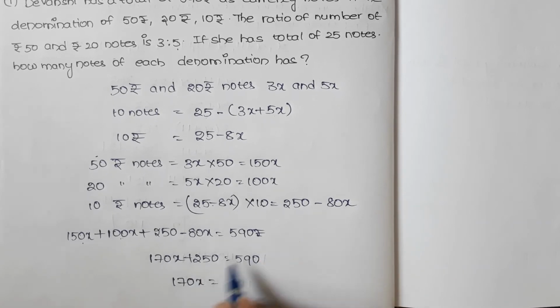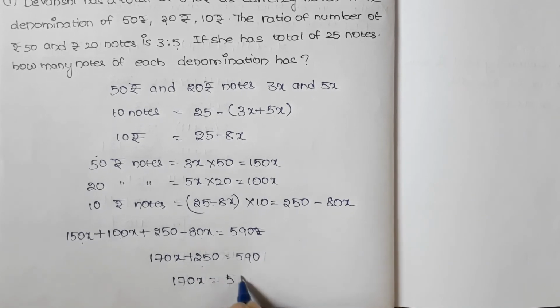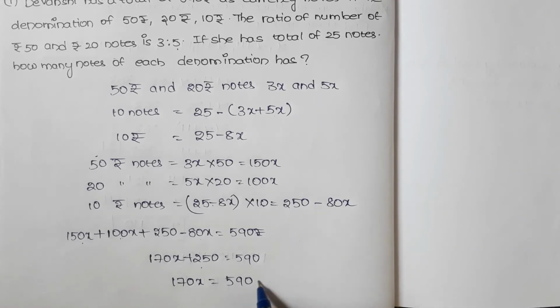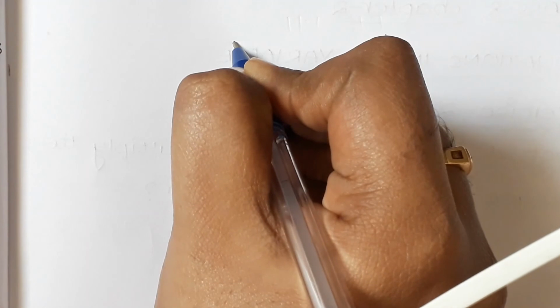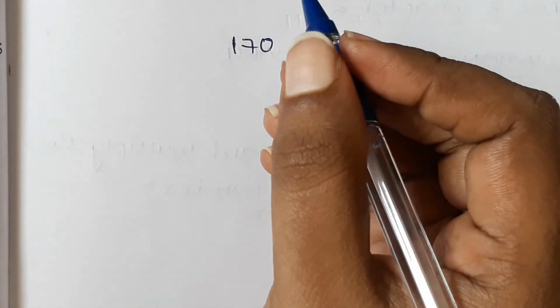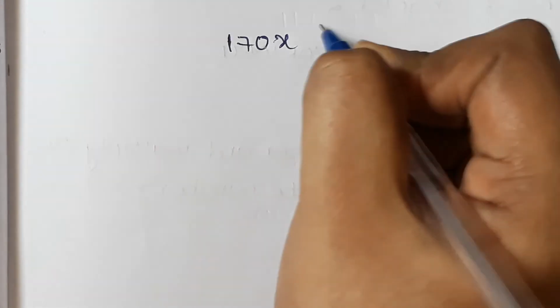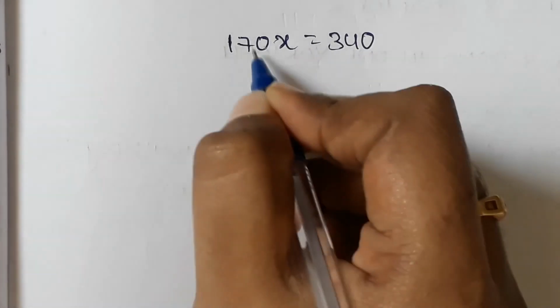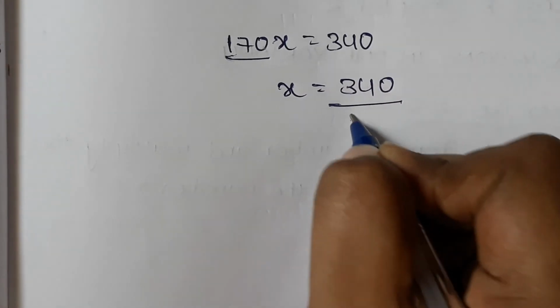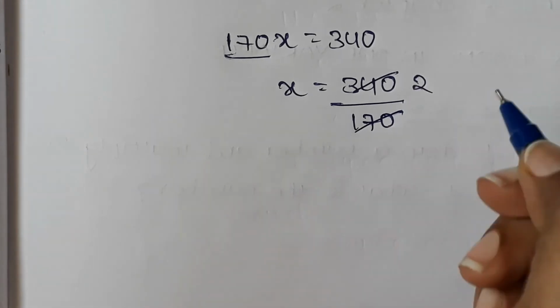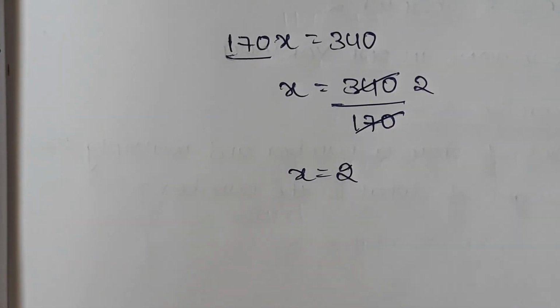170x equals to this 250 to be taken to the RHS side, that is 590 minus 250, that equals to 340. And now 170x equals to 340. Now let us take this 170 to the RHS. X equals to 340 by 170, that is 2, and x equals to 2.